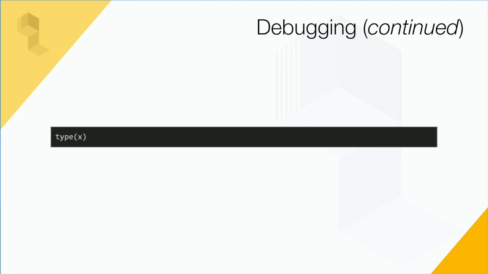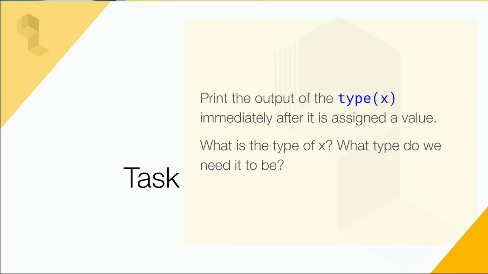Python provides a multi-purpose function called type, which can help us debug what exactly went wrong by inspecting the data type of a variable. We use it by passing to it the variable of interest. So here's a task for you. Print the output of the type function for x immediately after it is assigned a value. What is the type of x? What do we need it to be?